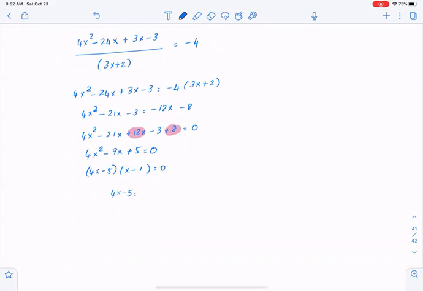4x minus 5 equals 0. X minus 1 equals 0. 4x would be equal to 5, and x would be equal to 1. Divide by 4 on both sides. X is equal to 5 over 4, and x is equal to 1. So those are the two solutions for x.